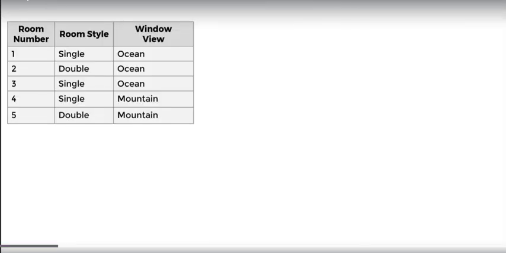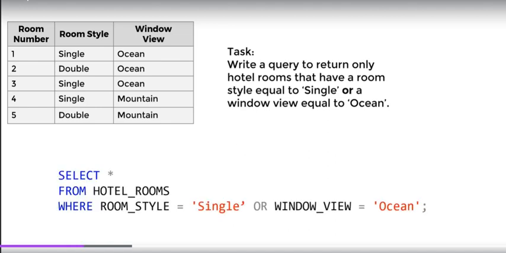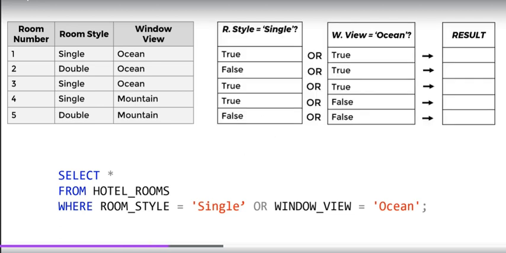Now going to take a look at the OR operator. If any one condition is satisfied, like if room style is single or window view is ocean, it will give the result. If any one condition is satisfied, the query gives the result. If one is true and one is false, it will be true. If both are true, it will be true. Only when both are false will it be false, right?